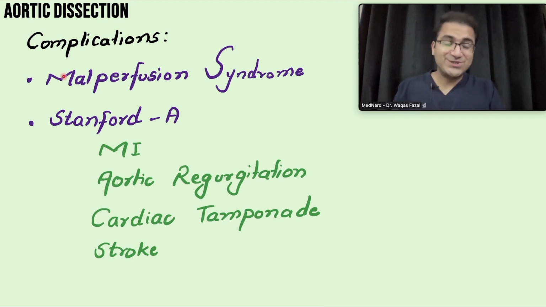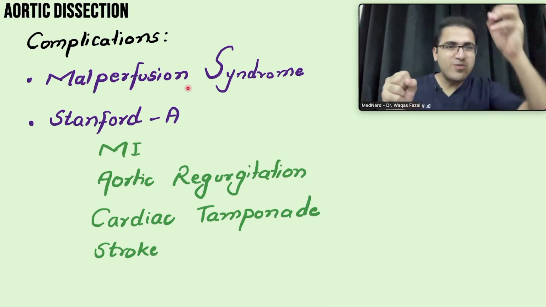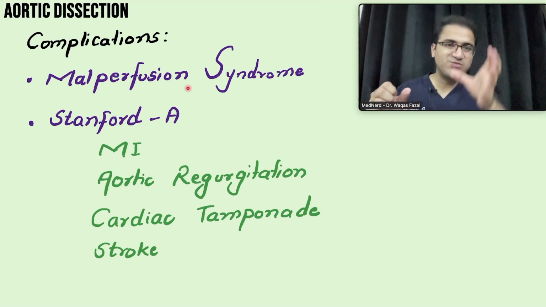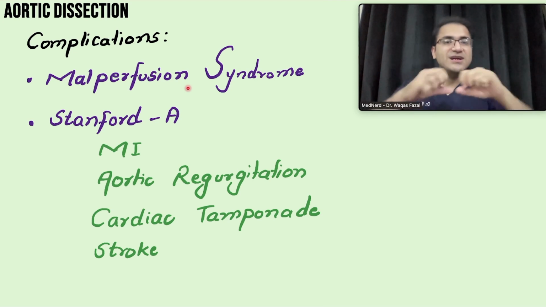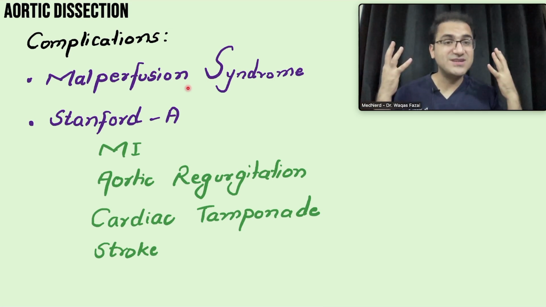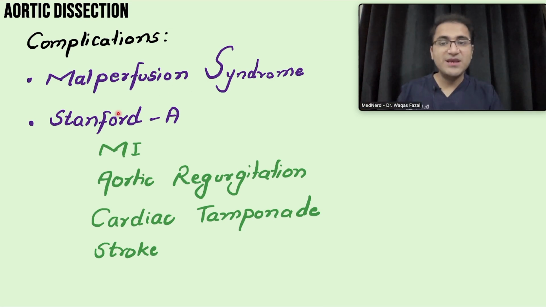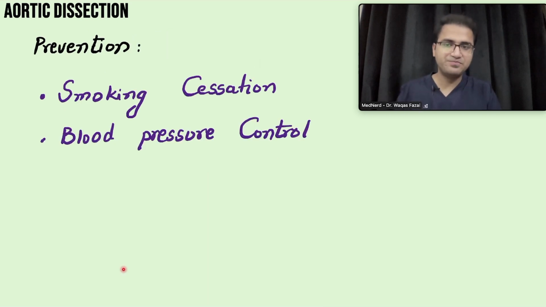The complications of aortic dissection include malperfusion syndrome, where the vessels are getting blocked. As soon as the aortic dissection is spreading in the aorta, it is blocking all the vessels. That will result in malperfusion of the body. If it is Stanford A, it can result in MI. Aortic regurgitation can occur, a very high yield point. Aortic regurgitation can also take place in Stanford A. Cardiac tamponade and stroke can occur.